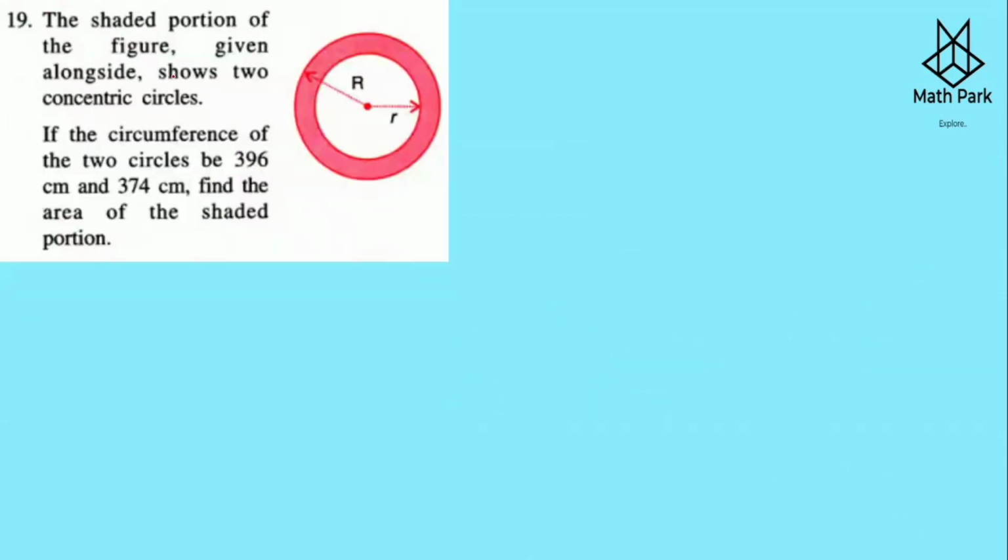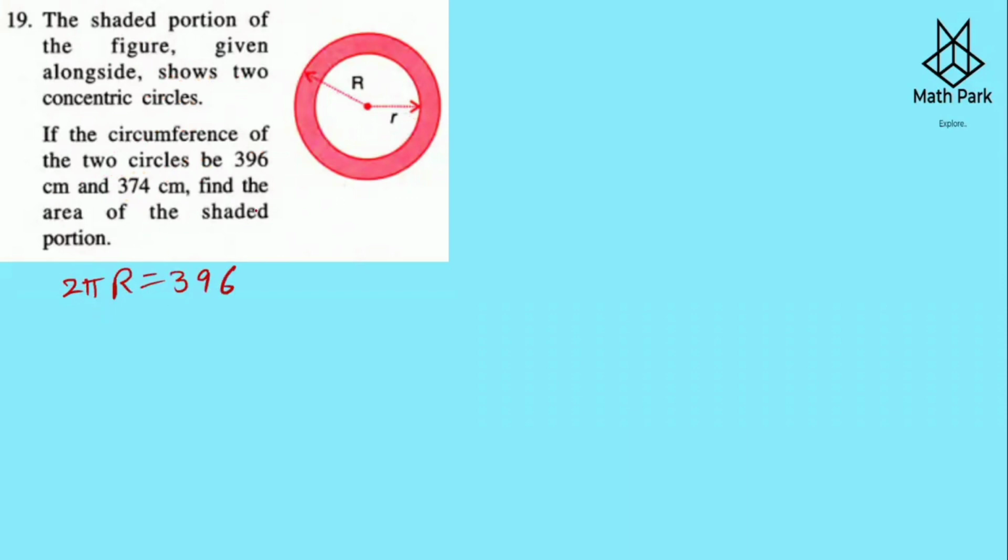The shaded portion of the given figure alongside shows two concentric circles. The radius of the outer one is capital R and the small one is r. If the circumferences of the two circles are 396 and 374, that means the circumference of the bigger one, that is 2 pi R, is equal to 396. So let us find this radius first.